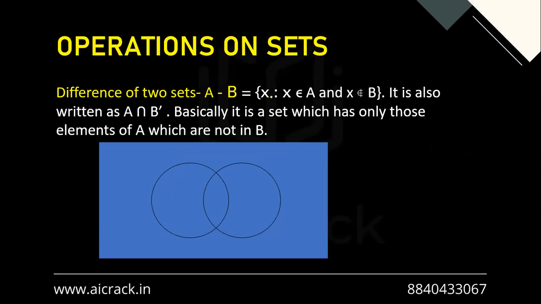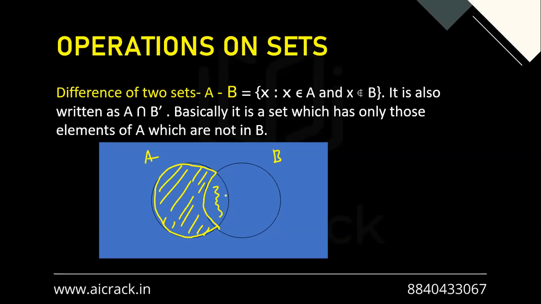Now let's look at difference of two sets, which is represented by A minus B. So this basically means X belongs to A and X doesn't belong to B. So let me mark it first. So this region is diagrammatically represented as A minus B. So what does that mean? This is set A, this is set B. We have to include all those elements of A which are not present in B. These are the elements which are common in A and B, so we don't have to include these elements. We have to take all the elements of A which are not common with B.